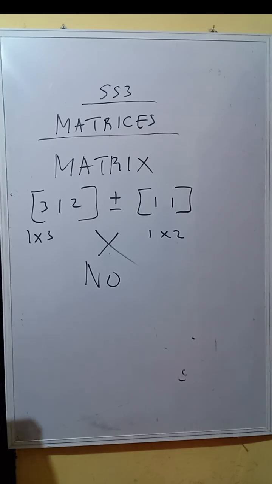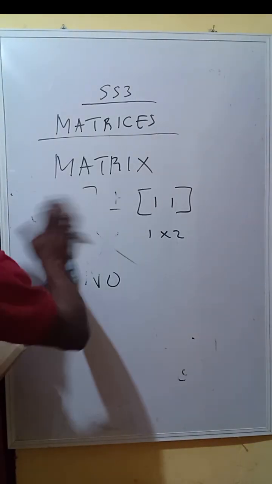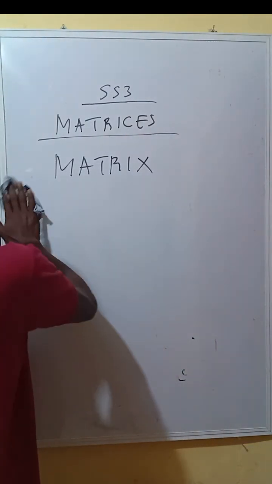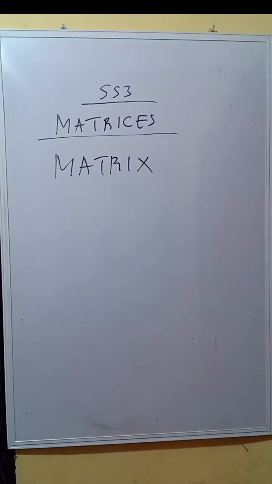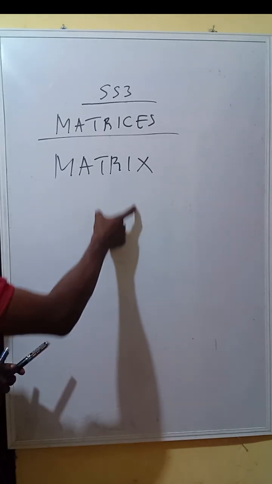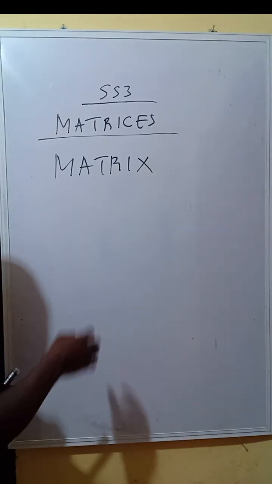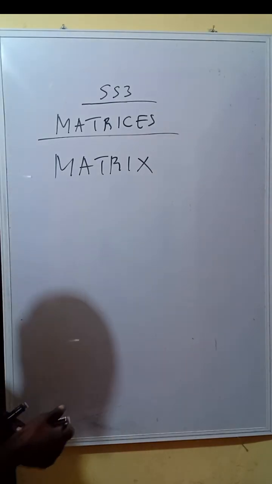Very, very important. Now we go to scalar multiplication. What do we mean by scalar multiplication? This is what we mean by scalar multiplication of a matrix. It's very important. Scalar multiplication is different from multiplication of matrices. It's multiplying a matrix by a scalar, by just one digit.